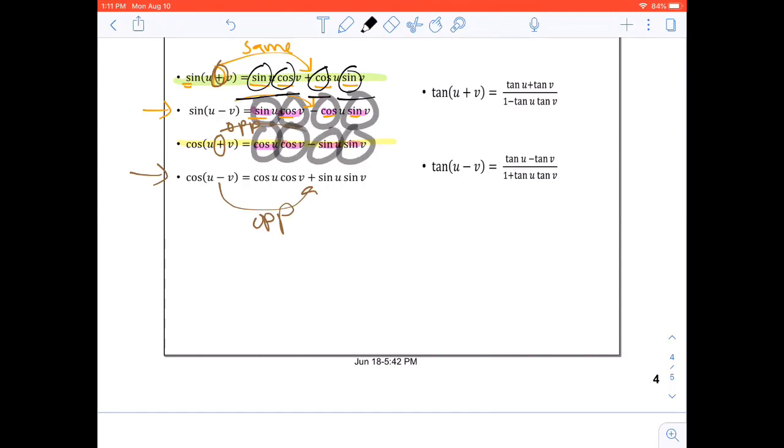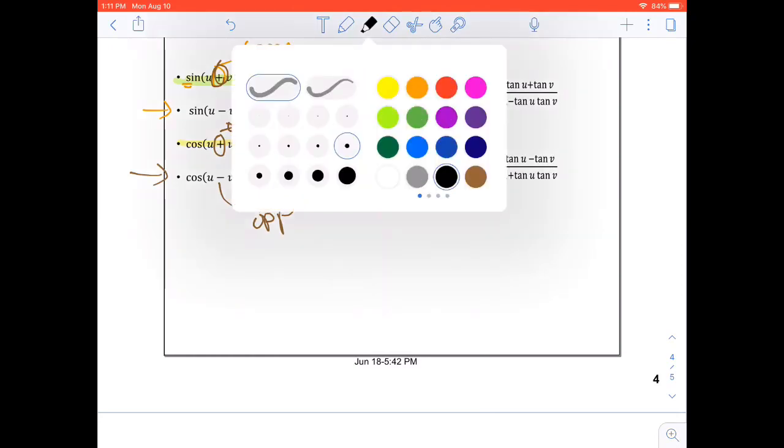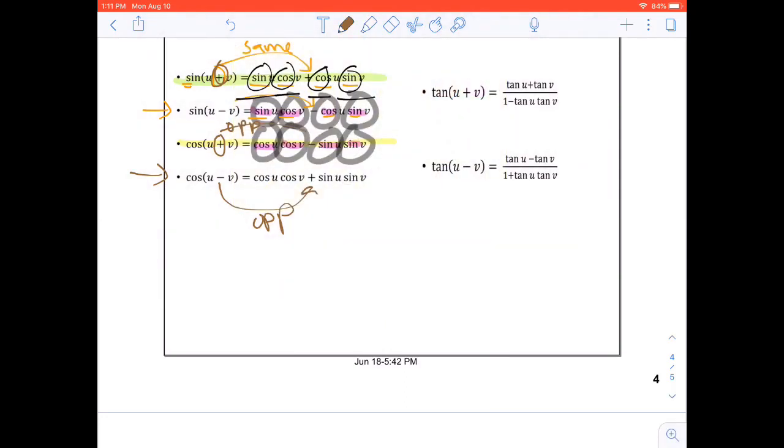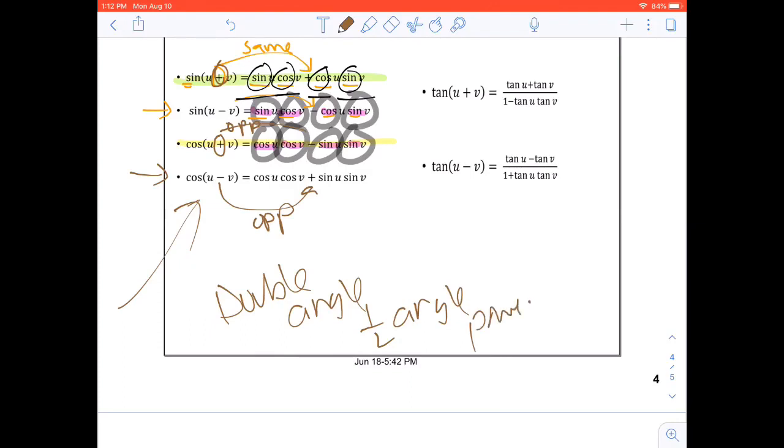And it's a way that kids remember, because sometimes having to look stuff up all the time is a little laborious. And I will let you know that if you know these sum and difference formulas, in the next lesson we're going to talk about double angle, half angle, and power reducing. And if you know those, you can derive all of those fairly easily.